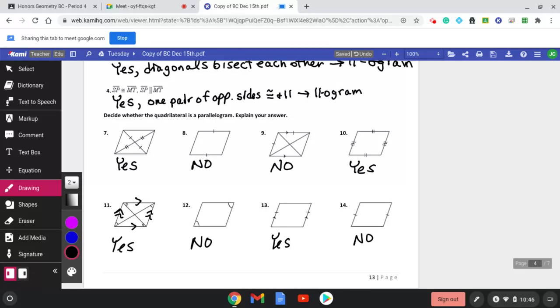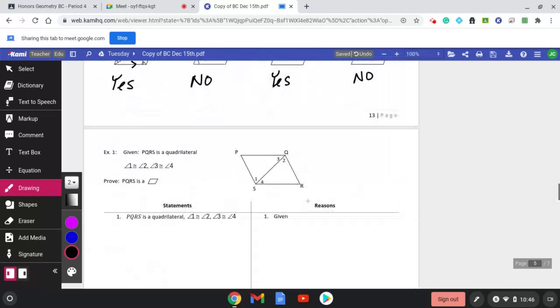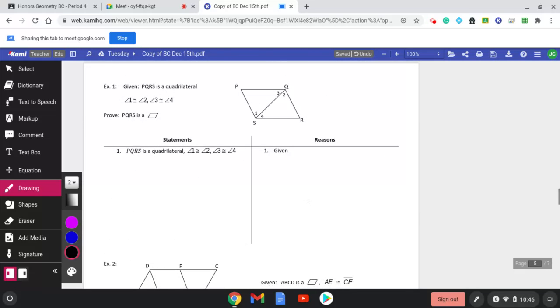We ready to dive into the proofs? I only got 2 today for you. Now we're going to try to figure out how we can make it a parallelogram. Remember, it's got to look like one of our diagrams: opposite sides congruent, opposite sides parallel, one pair parallel and congruent. We got to do something to it.